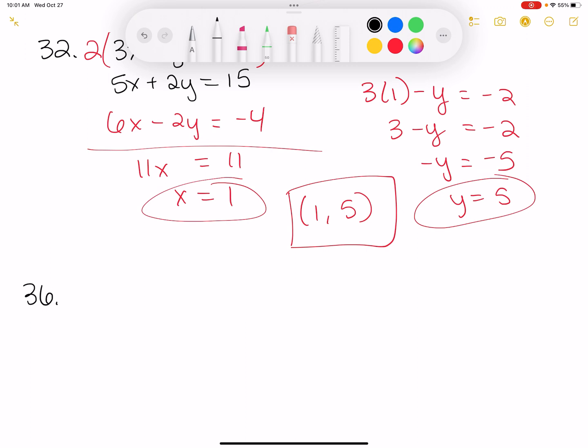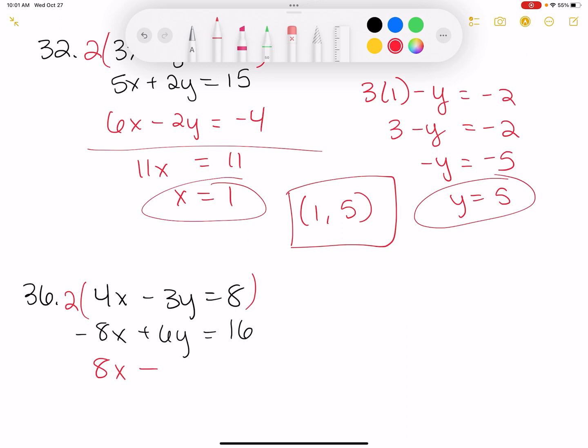Doesn't matter how many times you ask them. All right, 36. I don't even have to know. I'm just like, 4x minus 3y equals 8, and negative 8x plus 6y equals 16. What should I do with this one? Oh, wait, never mind. Multiply the top one by 2.